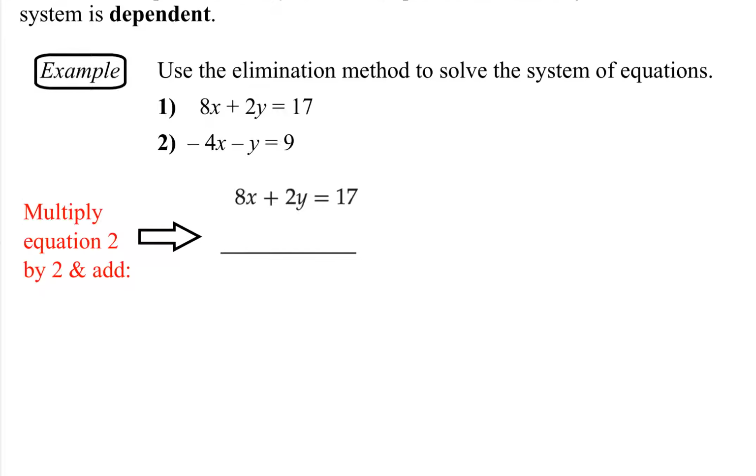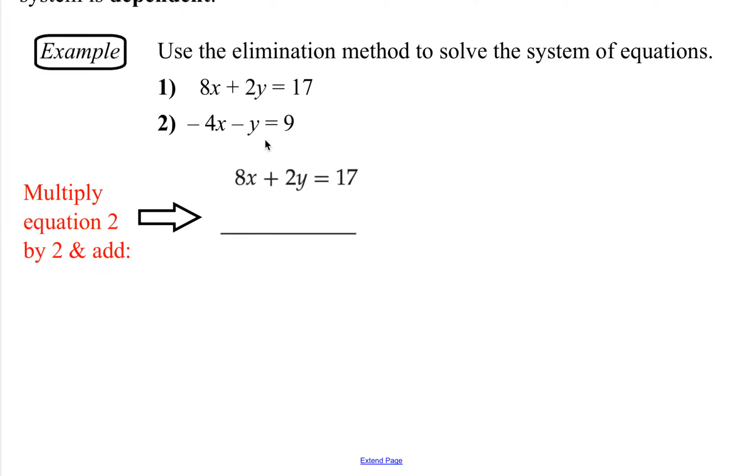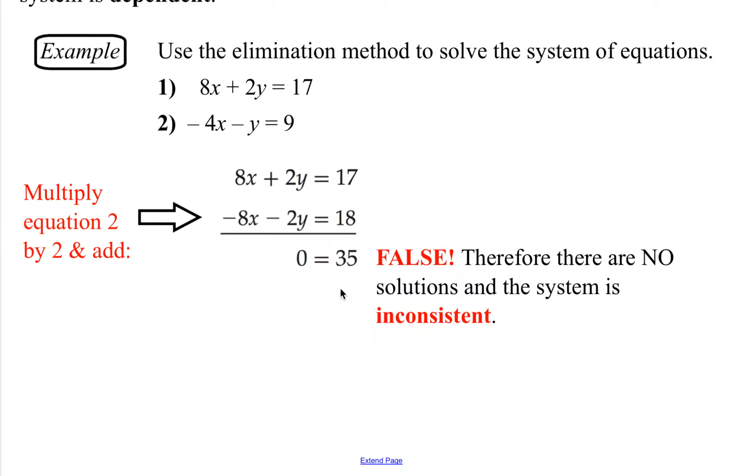It says use elimination to solve the system of equations. In this system, I'm going to multiply the second equation by 2 so that I'll have the same coefficient for my y terms. They already have opposite signs. When I multiply the second equation by 2, this is what I get. And when I add the equations together, both of my variables drop out on the left-hand side. And I get 0 is equal to 35. Well, that's a false statement. Since that's a false statement, there are no solutions, and the system is inconsistent.